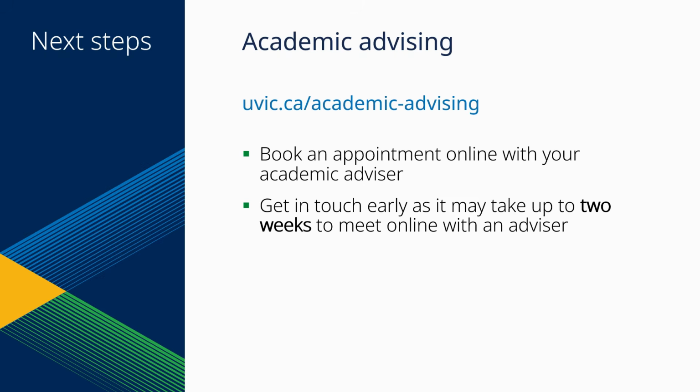Academic advising, as mentioned, is a very important resource throughout your time as a student. Hopefully we've provided you with tools today to come up with your program plan and understand which courses to take for your program area. But if you do have questions, you can always book an online appointment with your academic advisor. This is an extraordinarily busy time for their office, so make sure you get in touch early, as it may take up to 2 weeks to meet online with an advisor.